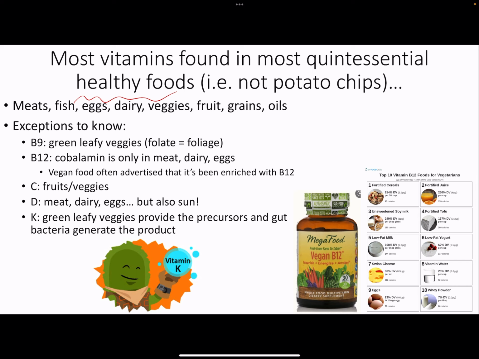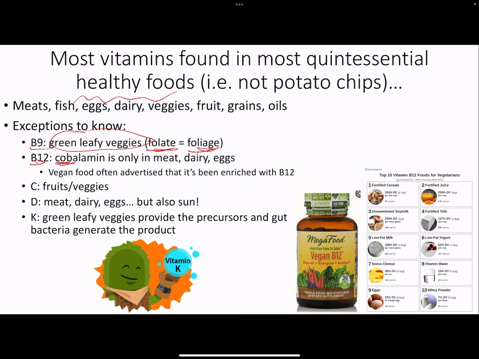Now, there are a couple exceptions. So where is vitamin B2? I don't know. Just assume it's in a bunch of nuts and oils and fish and broccoli. I wouldn't overthink it, and I wouldn't stress too much about it. Exceptions you should know: B9. This is folate. I think of foliage. This is green leafy vegetables. You need to know that.